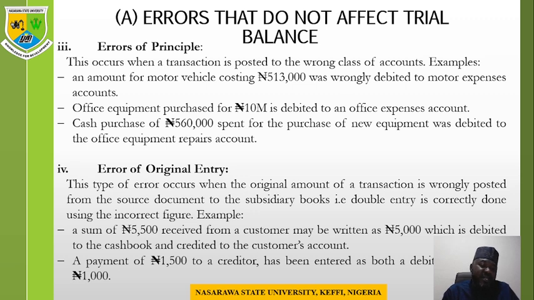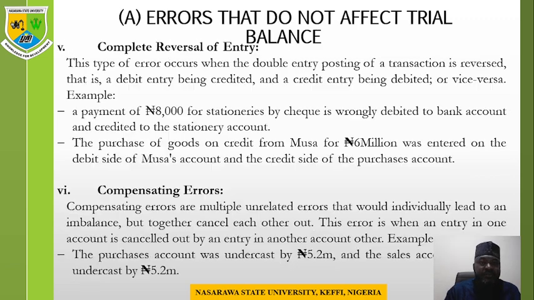Again, double entry has been respected and complied with, but the issue there is that there is an error. Instead of using 1,500, 1,000 naira was used. The next category of error that does not affect balancing of trial balance is complete reversal of entry.